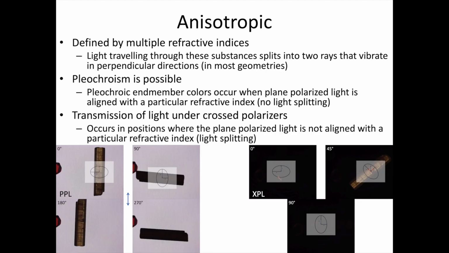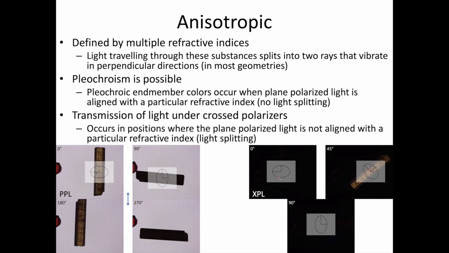This is very different from tourmaline, which is anisotropic. Because tourmaline is anisotropic, it matters the direction light is traveling through the crystal, and this is responsible for the pleochroism that we see in plane polarized light and the extinction and transmission of light that we see with crossed polarizers. And this is also then why tourmaline is defined by two refractive indices.